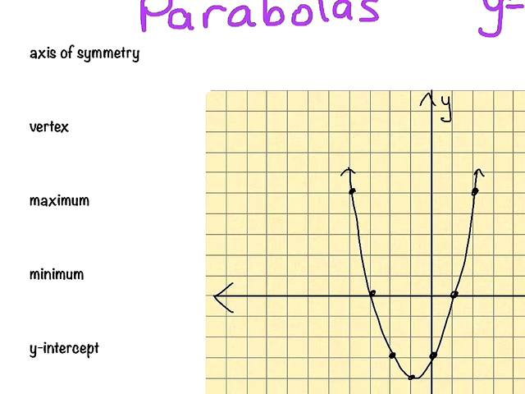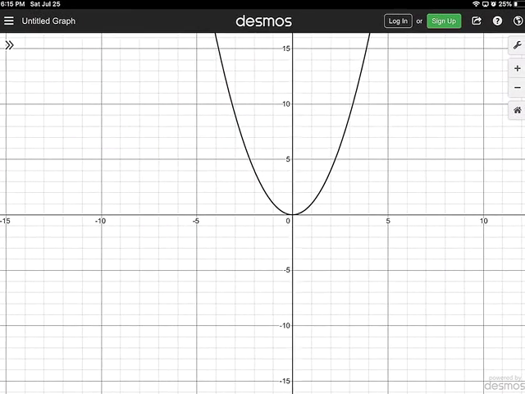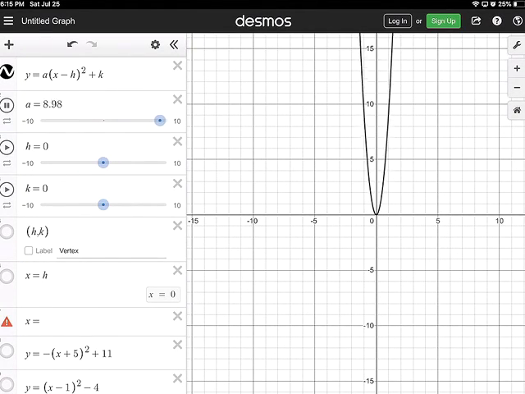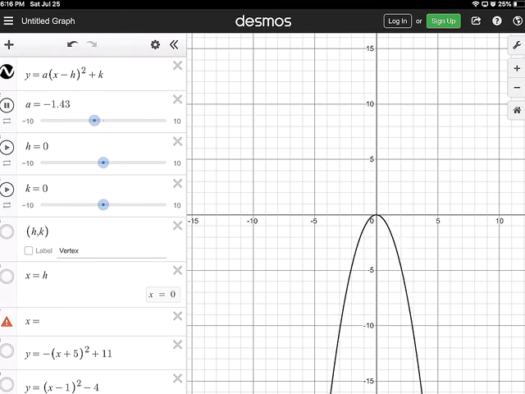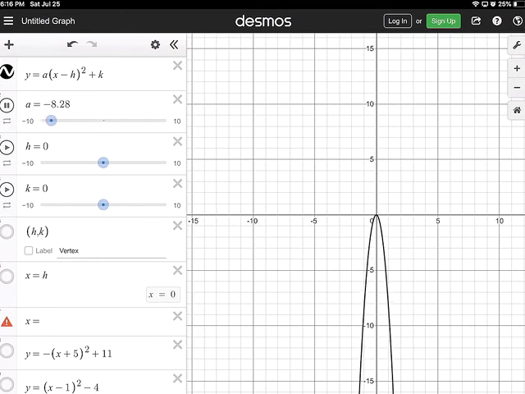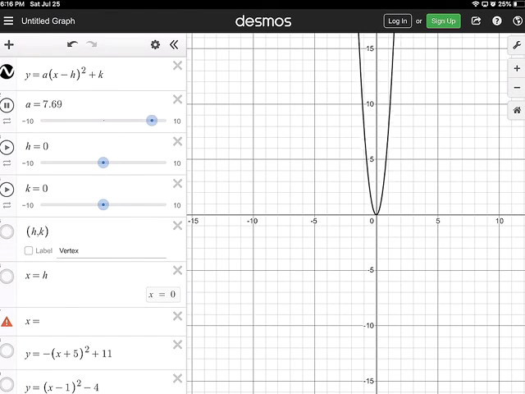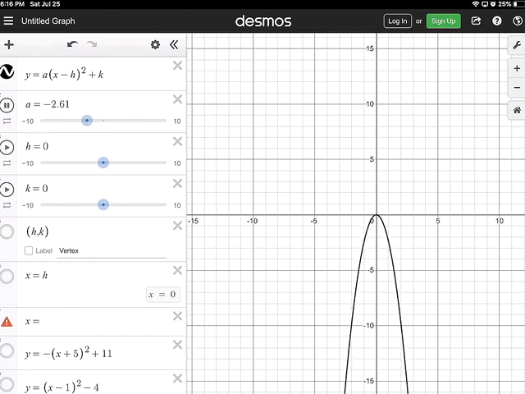But we want you to be able to find these terms based on a graph as well as based on a vertex form equation. So over here what I have is this basic most. And I'm just going to start by playing around with the variable a. So as we have this value of a, it definitely changes some things about our graph. It can change how wide or narrow our parabola is. It also changes the direction of the opening.